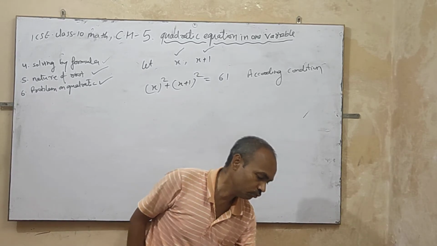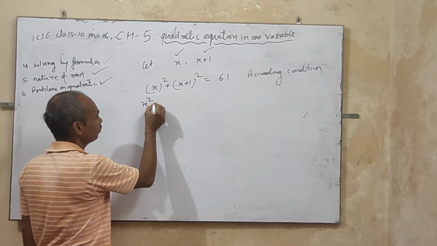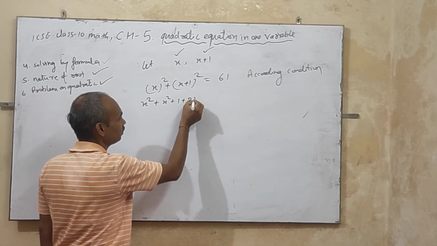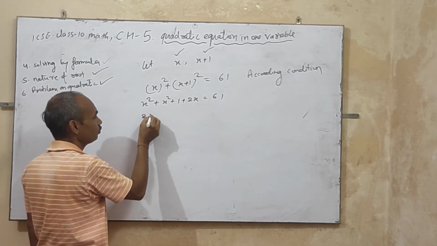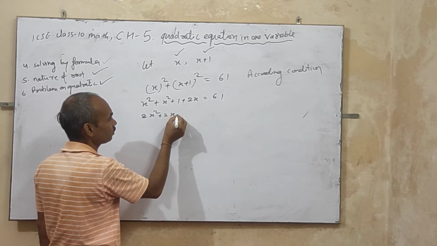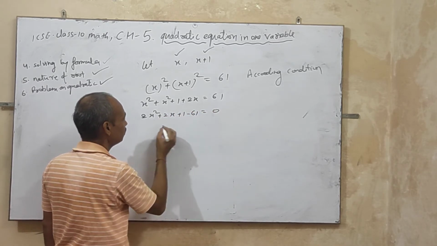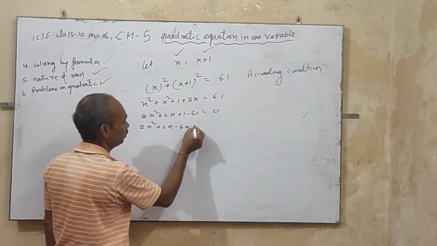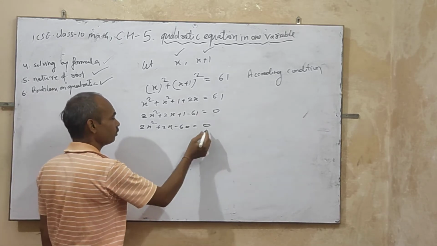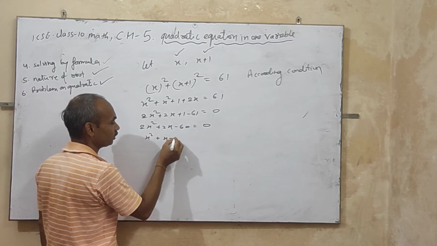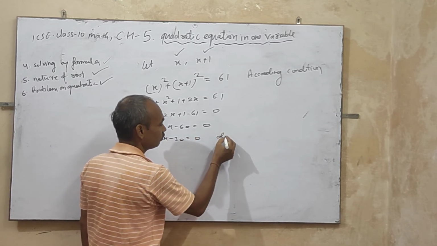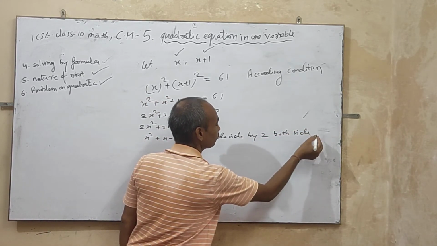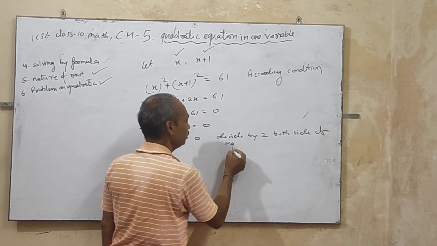Now we will solve the equation. a plus b whole square is a square plus b square plus 2ab, so is equal to 61. 2x square plus 2x plus 1 minus 61 is 0. 2x square plus 2x minus 60 is equal to 0. Dividing the whole equation by 2, x square plus x minus 30 is equal to 0. Divide by 2 both sides of the equation.